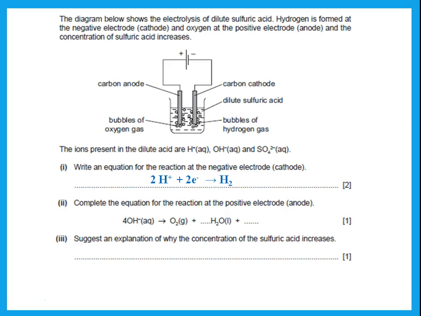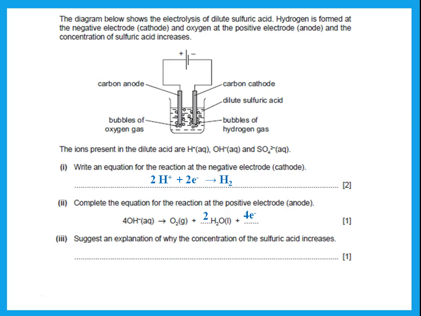Do you remember the balancing? If we have 4 hydrogens before the arrow, so I need to have a total of 4 hydrogens after the arrow. Now before the arrow, I have 4 negatives, so I need 4 electrons.